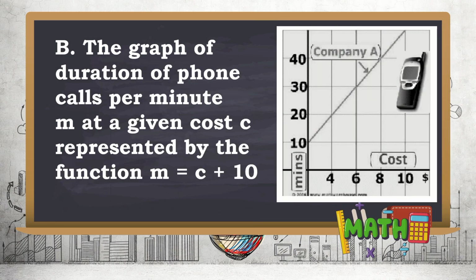Letter B. The graph of the duration of phone calls per minute m at a given cost c represented by the function m is equal to c plus 10. Is that a quadratic function or a linear function? Very good. That is an example of a linear function.